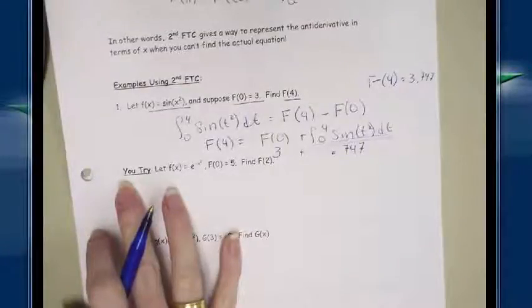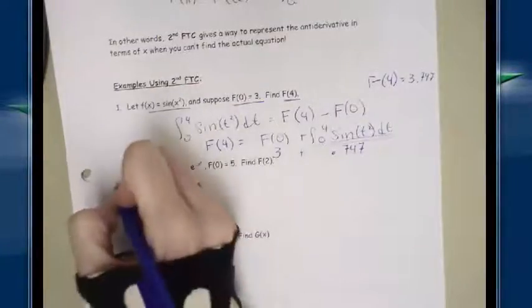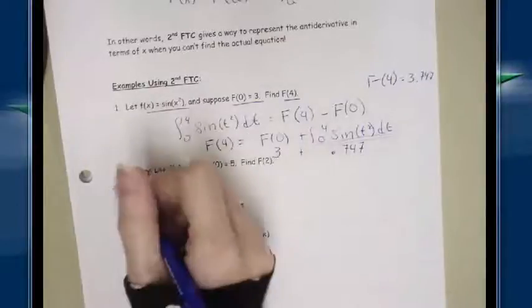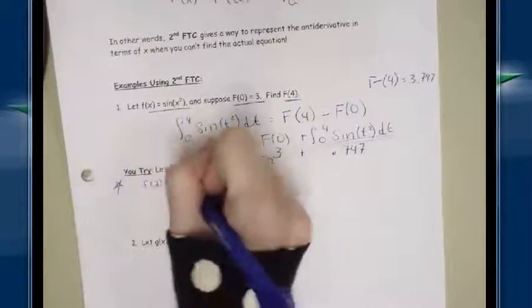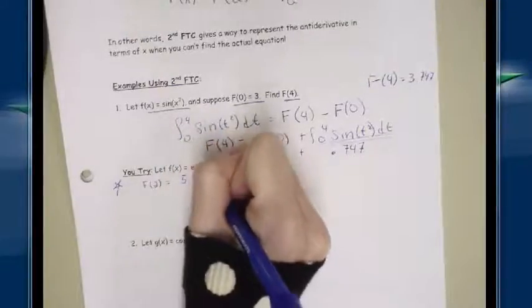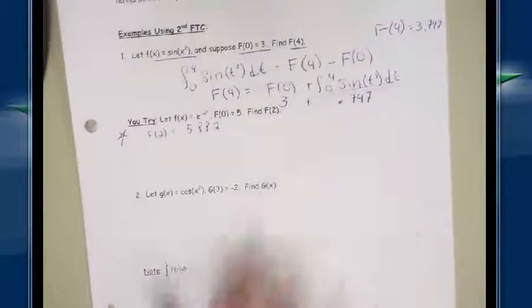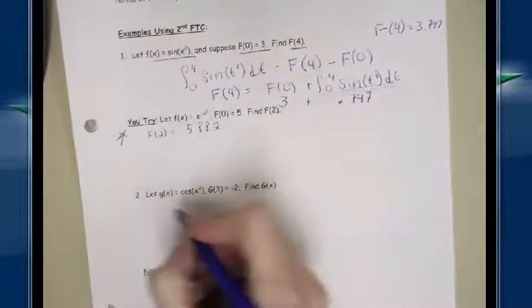So you're going to go through here. Number 2, I'd like you to try that one. I will tell you the answer should come out, F of 2 should equal 5.882. All right.